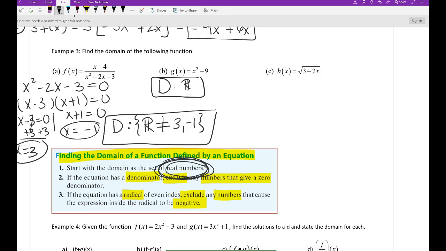Okay. Last one. Is the domain all reals? No. What does it have? It has a radical. What is it that you can't have under the radical? Negative. Can I have 0? What's the square root of 0? 0. Okay. So that's what we're doing.